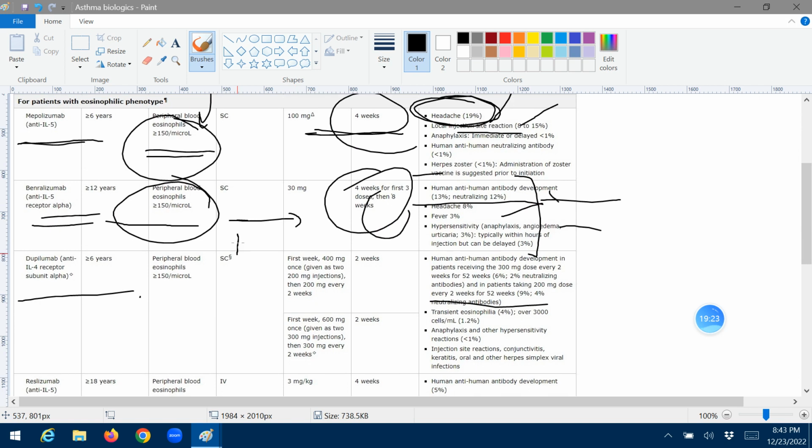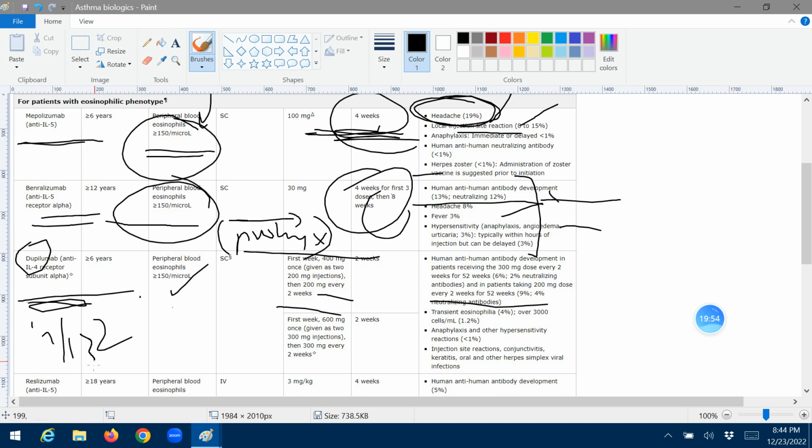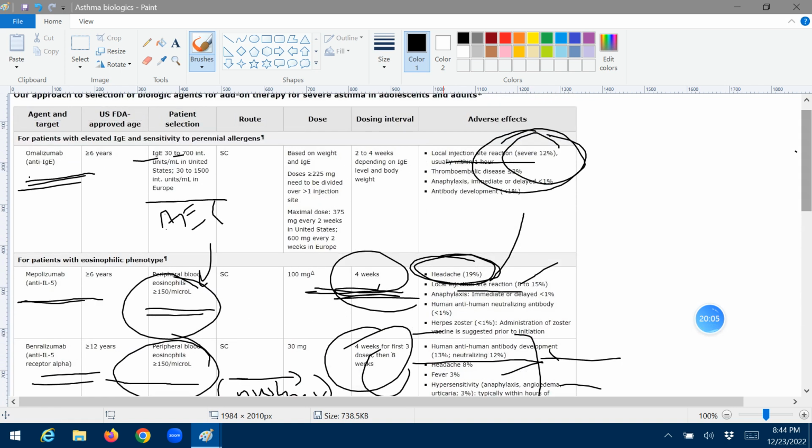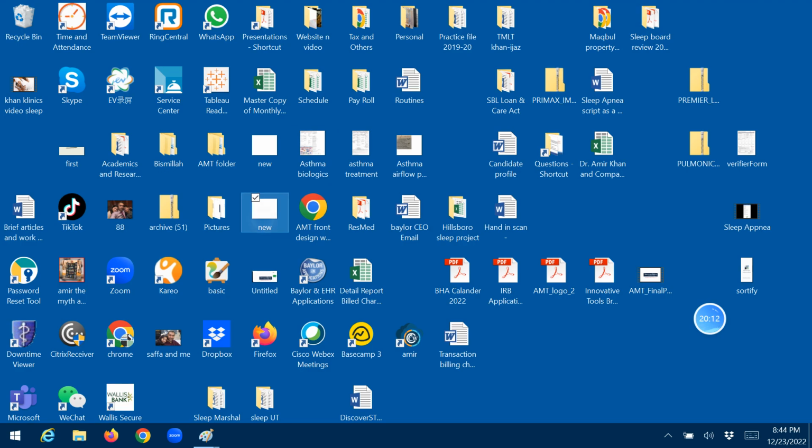So even more prolonged, an injection every second month, not even every month. And then Dupixent also has a pretty safe profile based on the eosinophil, and then an injection that is given. Dupixent, 4 and 13, is every 2 weeks, okay? And then reslizumab is every 4 weeks as well. So this is just a little overview of what we've reviewed.